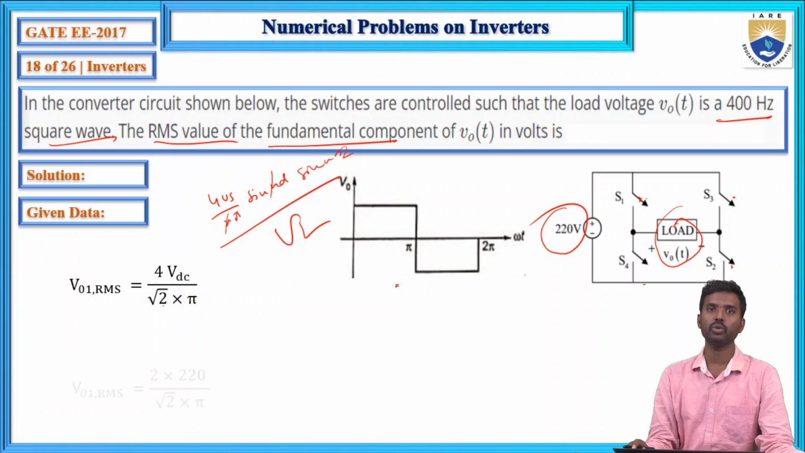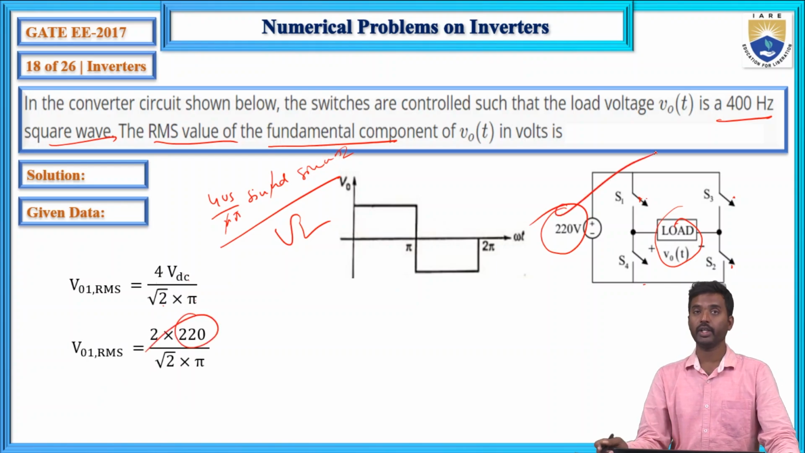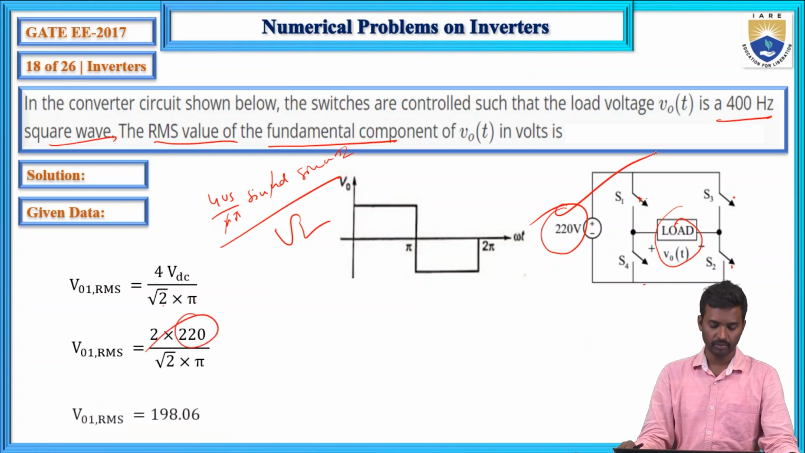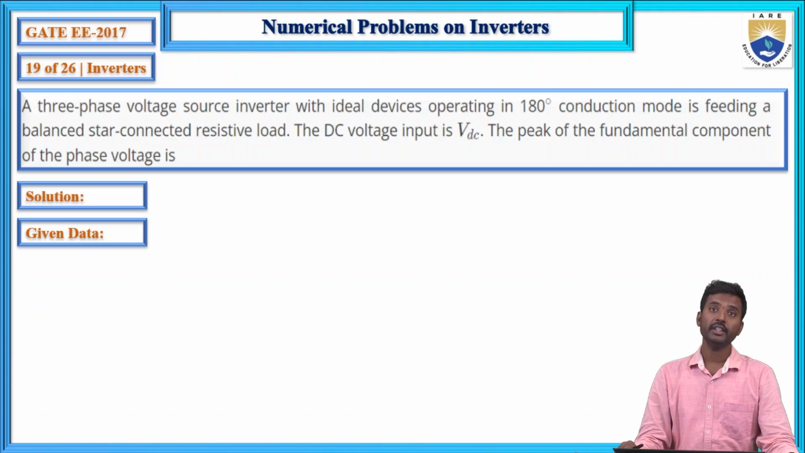So that equals 2√2/π. Here VDC equals 220 volts. So finally you will get 198.06.